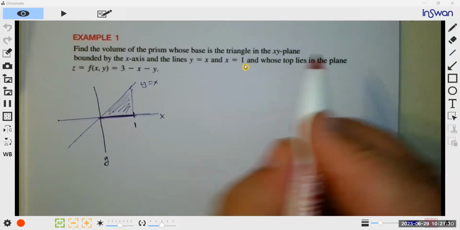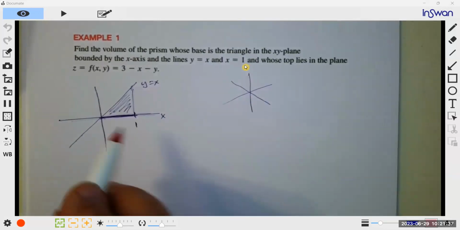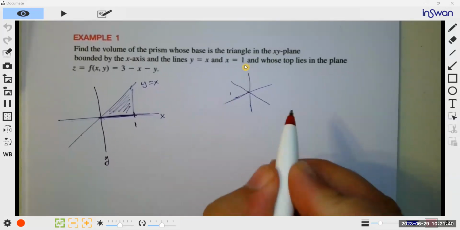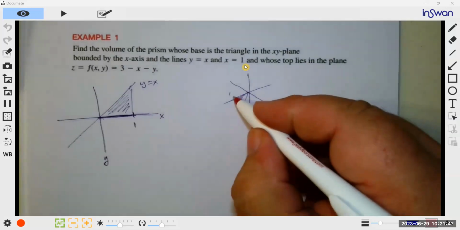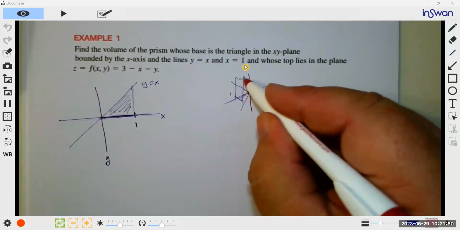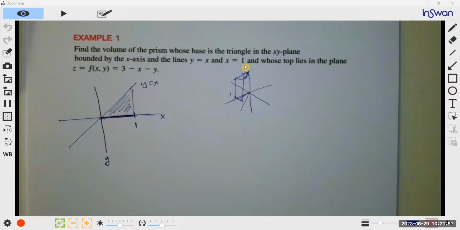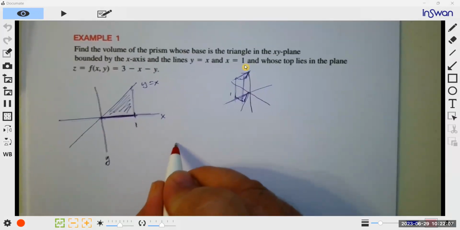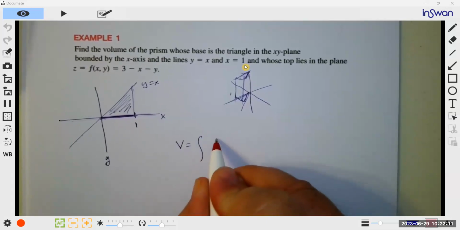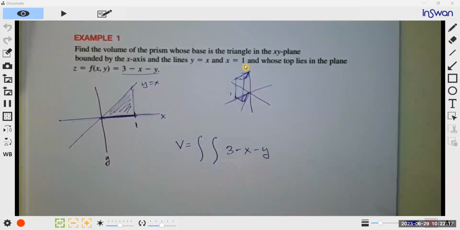And our function, the top bound, this is the lower bound, because remember, what our graph looks like here is we go to 1 and the graph there. So this is what our prism is going to look like in 3 dimensions, and it goes up from there. So that's the prism that we're looking at. It's asked to find the volume of it. We know we have two integrals. Our function is 3 minus x minus y.